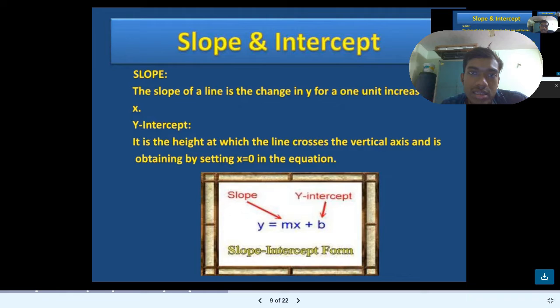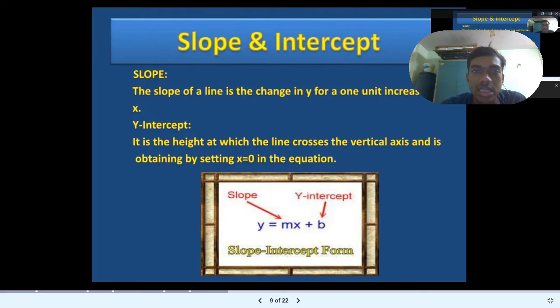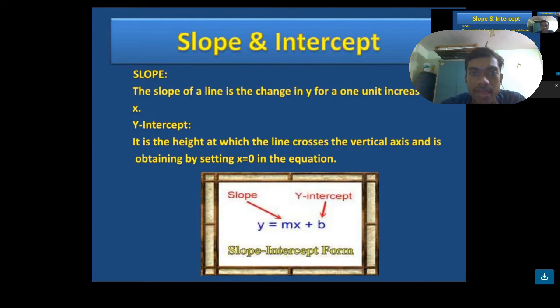Now let's see what slope and intercept are, as you might already know from basic classes. The slope of a line is the change in y for a 1 unit increase in x. The y-intercept is the height at which the line crosses the vertical axis, and it is obtained by setting x equal to 0 in the equation.